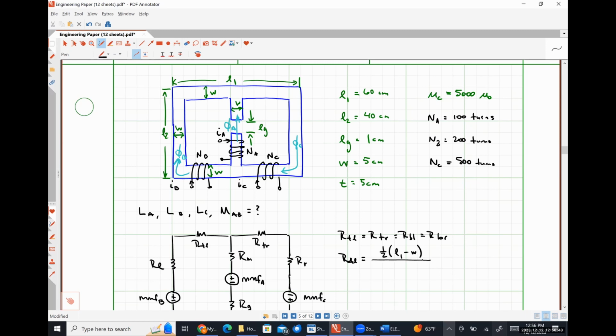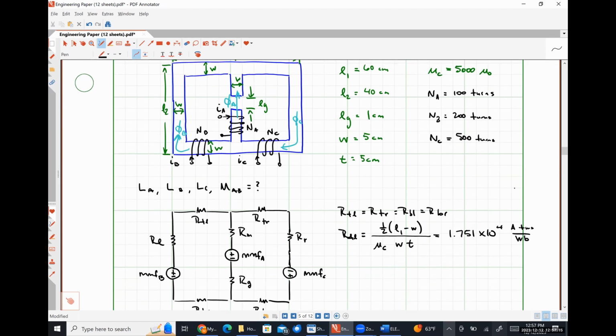This is divided by the permeability of the core, UC, as well as the area of the core, which is just going to be the width times the thickness. And because we've done this calculation 800 times, I'm not going to put numbers in. I'm just going to hit you guys with what the answer is. I got 1.751 times 10 to the 4 amp turns per Weber.